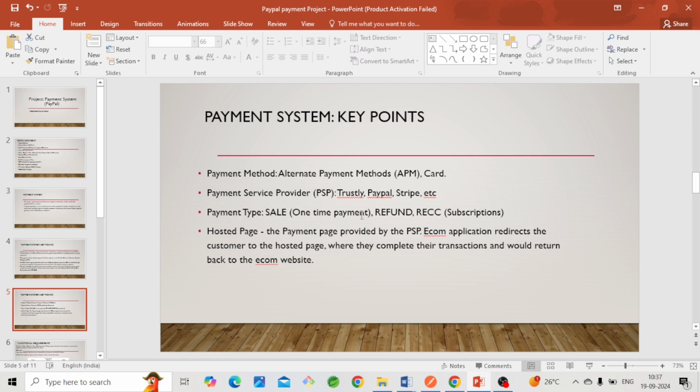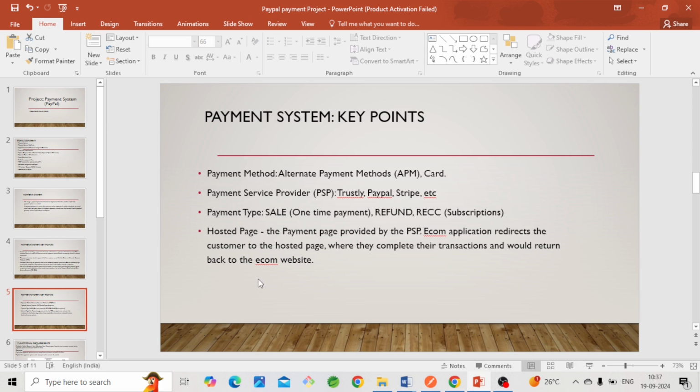Same. One time payment, refund, or a subscription. So these are the types of payment. We may use the one time payment or a monthly subscription is also available, and the refund.